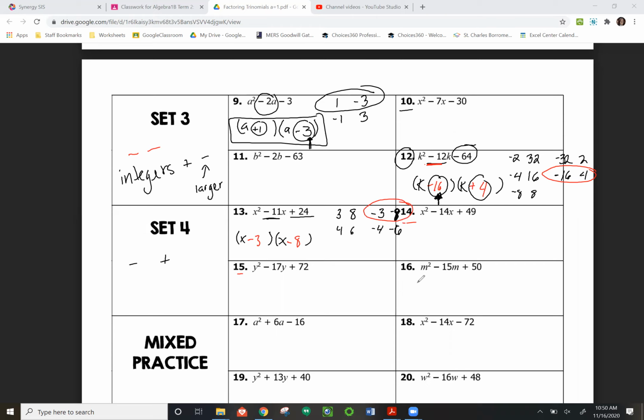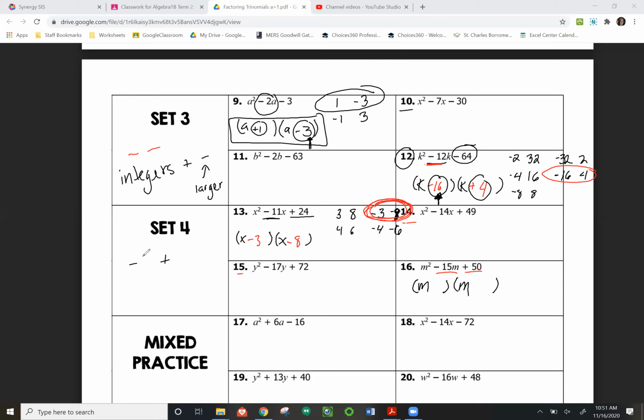Let's do number 16. I've got a trinomial where the leading coefficient is 1, so I get to do the shortcut method. I'm going to write my m's right there. Now I need two numbers that multiply together to give me positive 50 and add together to give me -15. You noticed over here, both of my integers ended up being negative, right? I think that's going to be what happens over here.